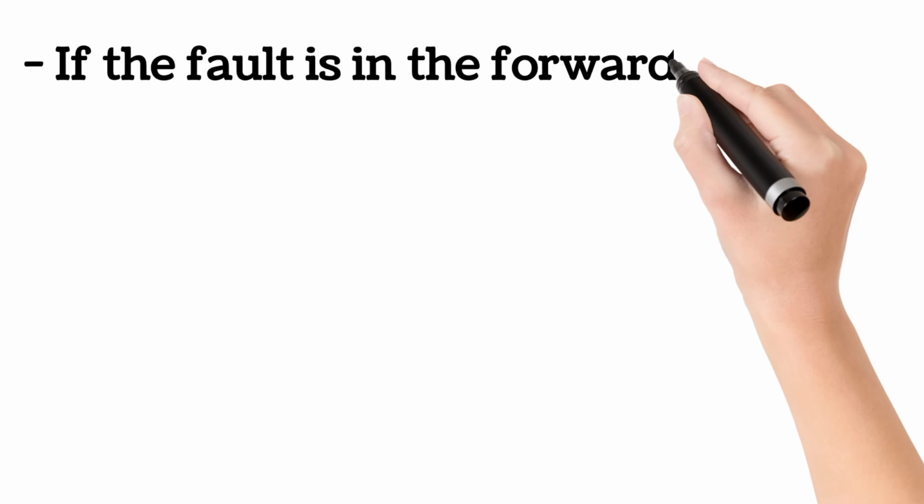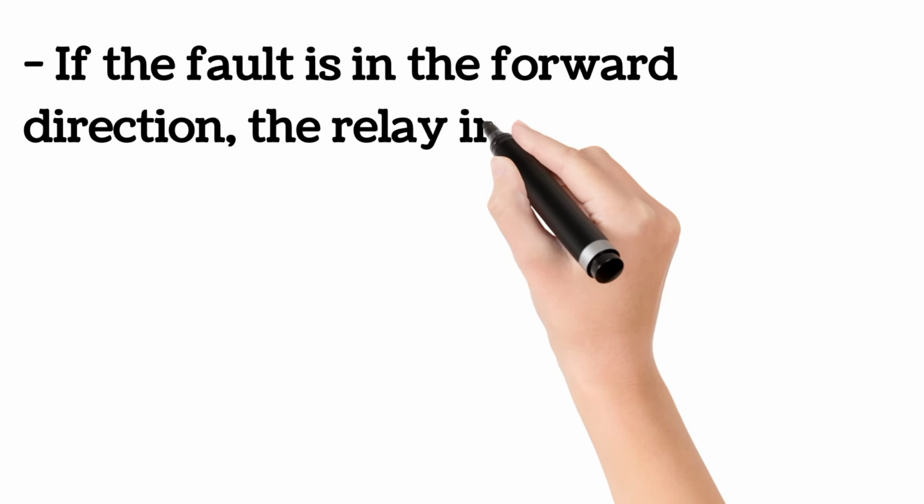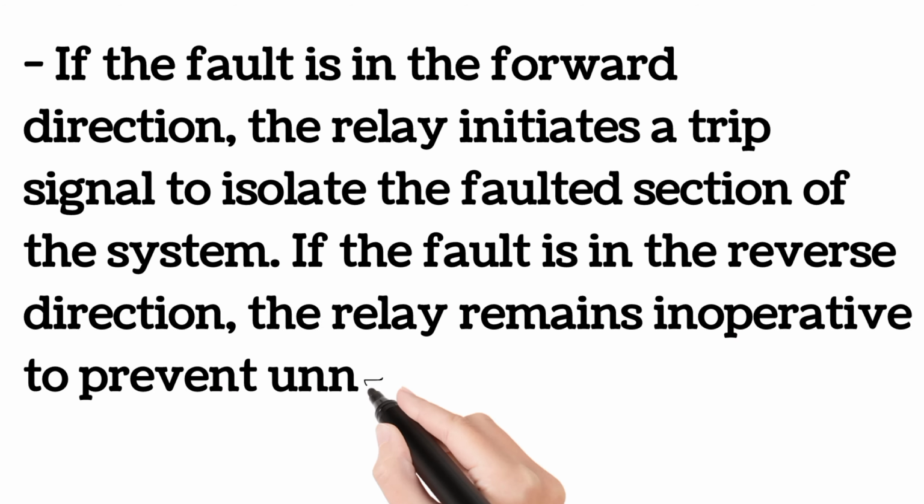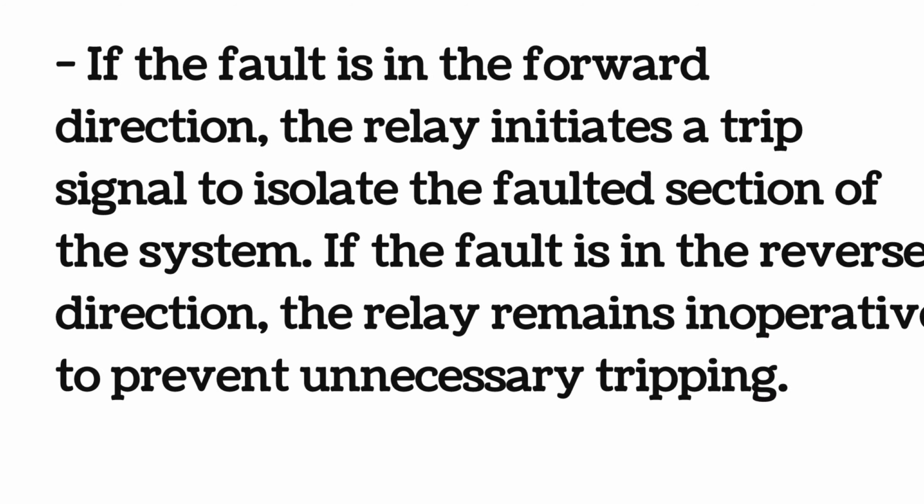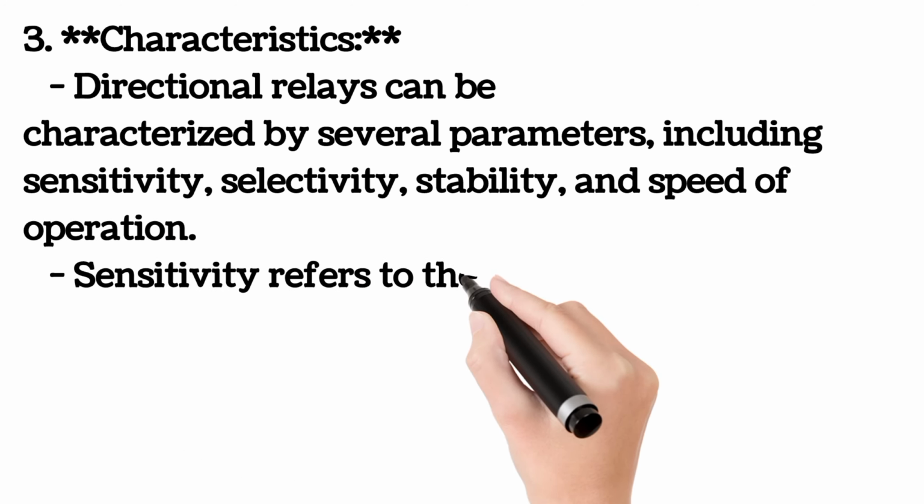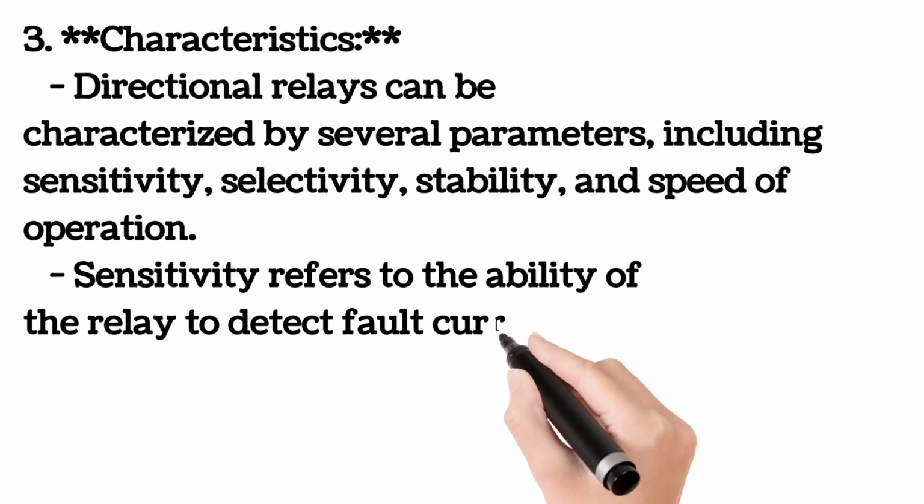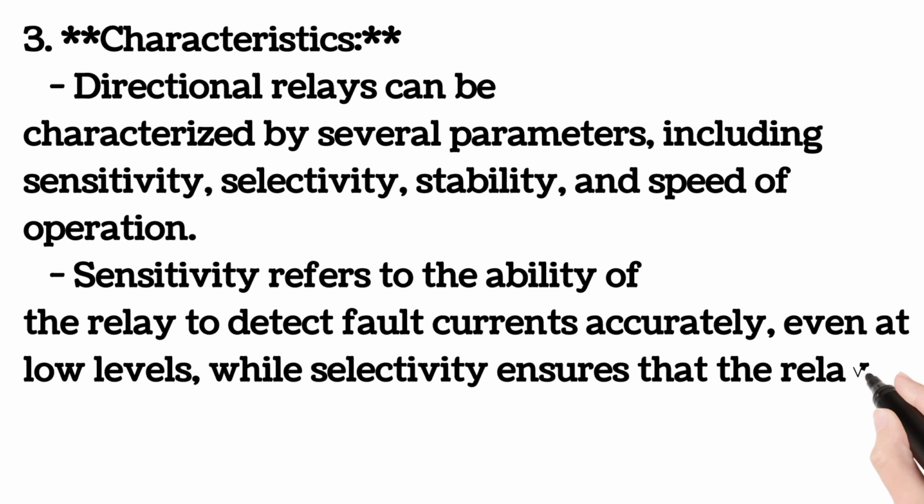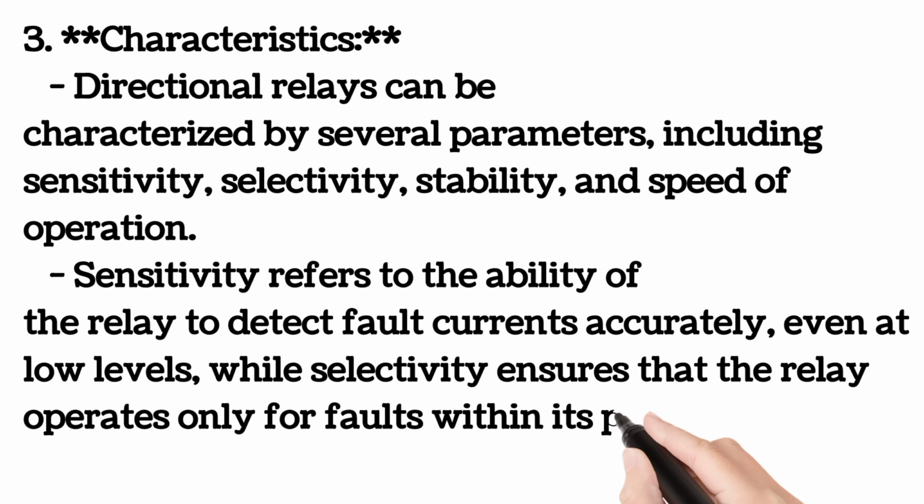If the fault is in the forward direction, the relay initiates a trip signal to isolate the faulted section of the system. If the fault is in the reverse direction, the relay remains inoperative to prevent unnecessary tripping. 3. Characteristics. Directional relays can be characterized by several parameters, including sensitivity, selectivity, stability, and speed of operation. Sensitivity refers to the ability of the relay to detect fault currents accurately, even at low levels, while selectivity ensures that the relay operates only for faults within its protected zone.